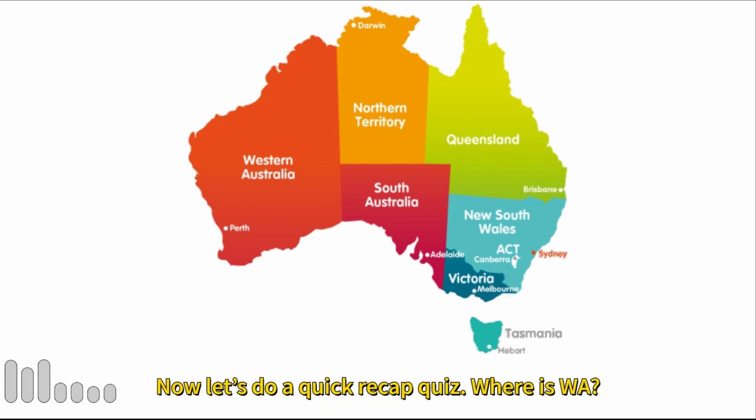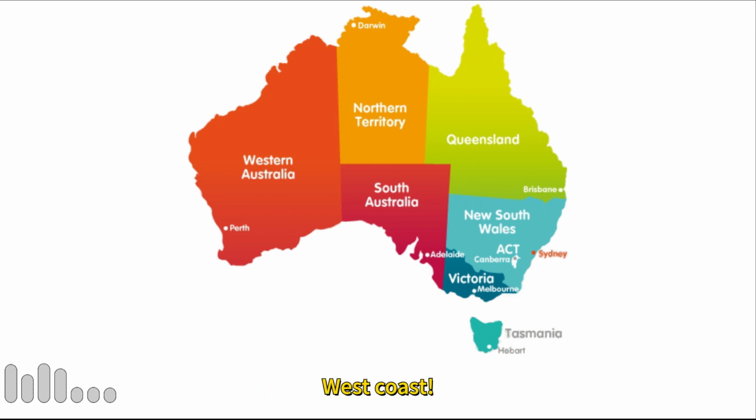Now let's do a quick recap quiz. Where is WA? West Coast. Capital of Tasmania? Hobart. Where's Uluru? Northern Territory.